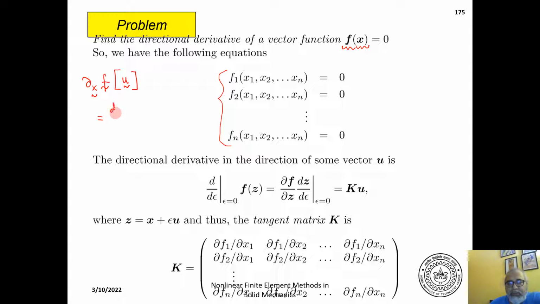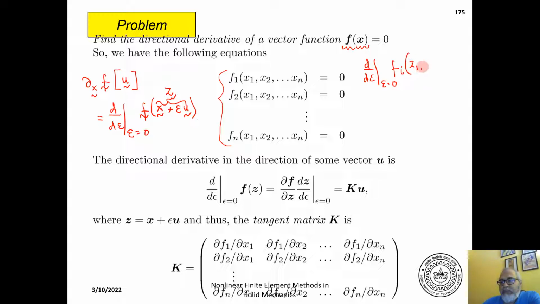So this will be defined, according to the definition that we have given, as f of x plus epsilon u. Let us call this quantity z. And let us do it for one of them. So let us write d d epsilon at epsilon equal to 0 of, let's say, f i of z1 to zn.